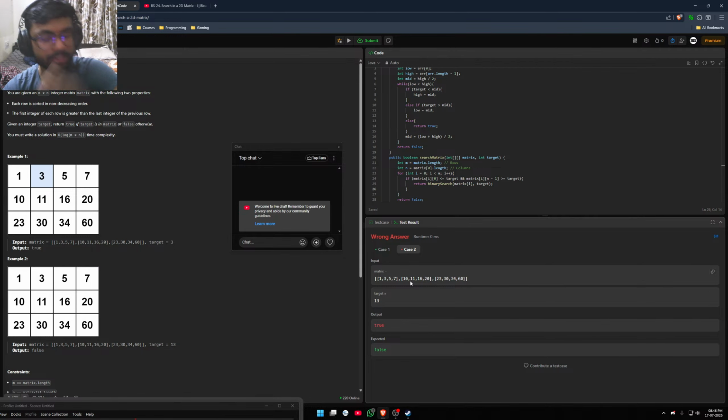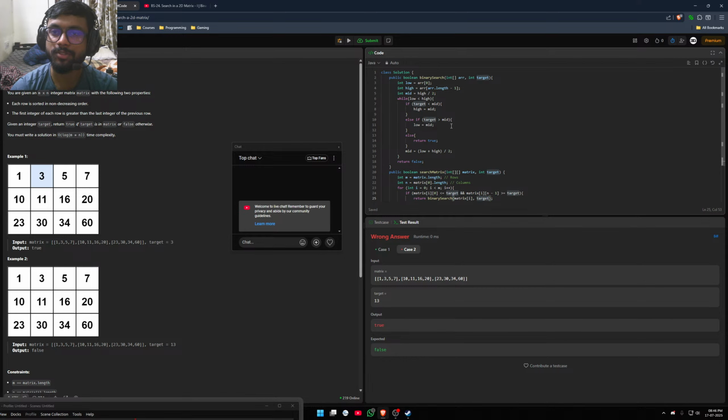So target is 13, which lies in between, in the second array. So what will happen? 10, 11, 16, 20. That array is put into the binary search. Low is array of 0, which is 10. High is array dot length minus 1, which is 20. Mid is high by 2, which is, no, no, no. Oh, okay.